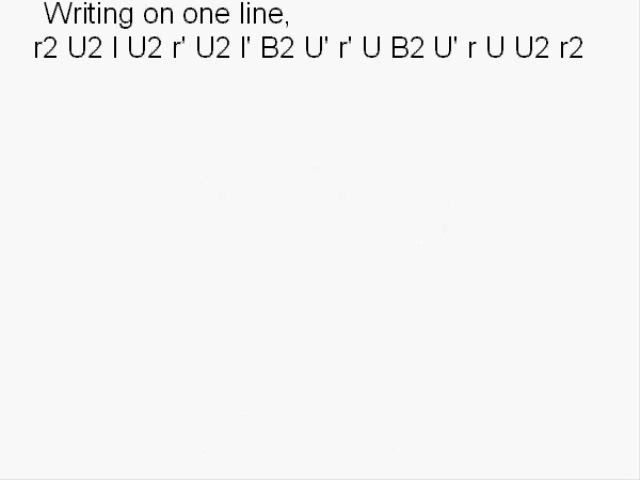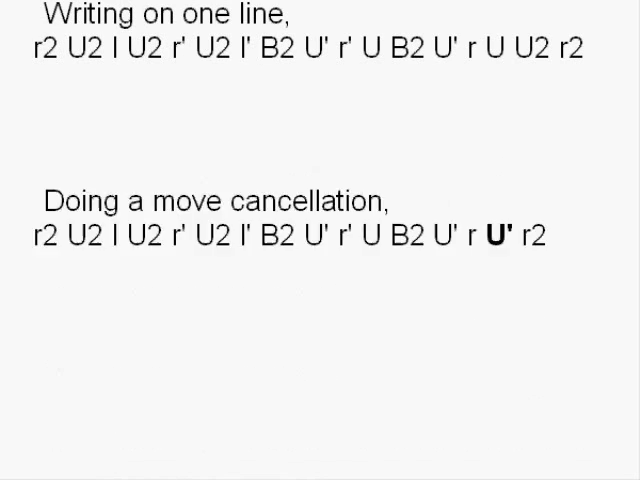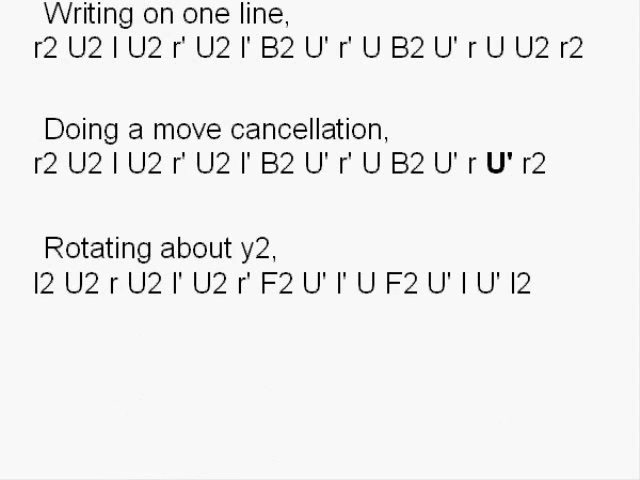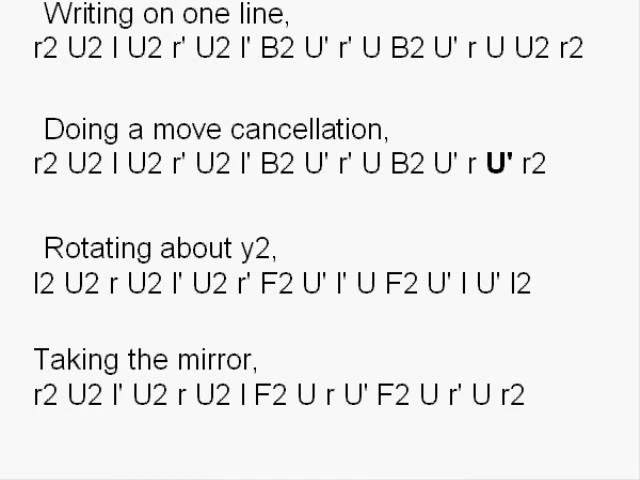So writing on one line, doing a move cancellation between this U and this U2, which becomes a U prime. Rotating the whole thing about Y2, that will move the edge into the bottom front slot. And if we take the mirror, then we have a more user-friendly algorithm to perform.